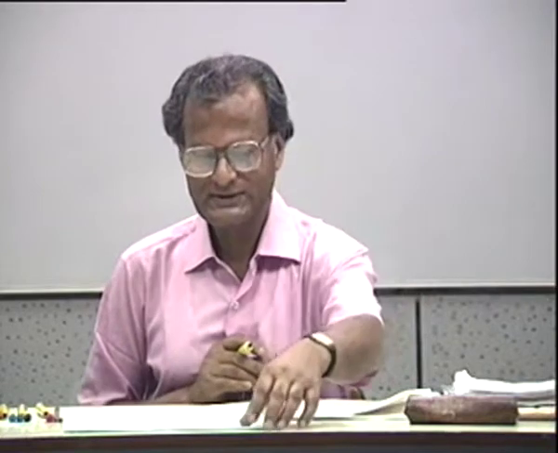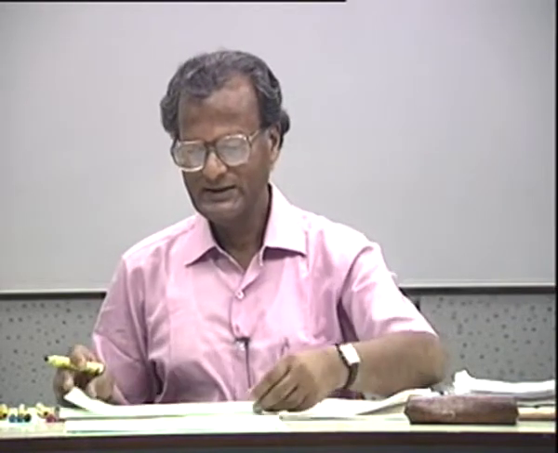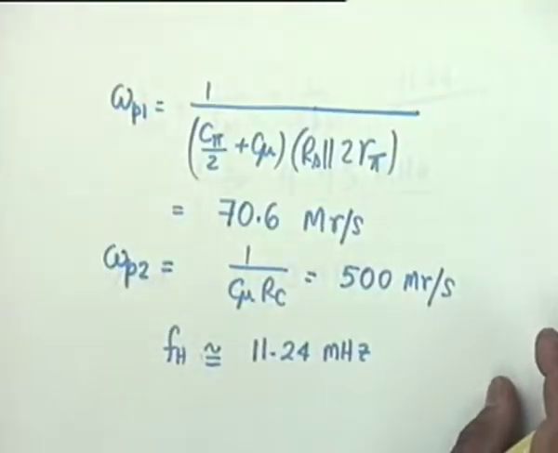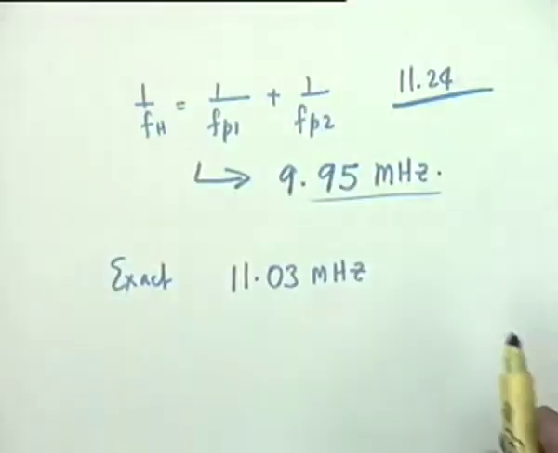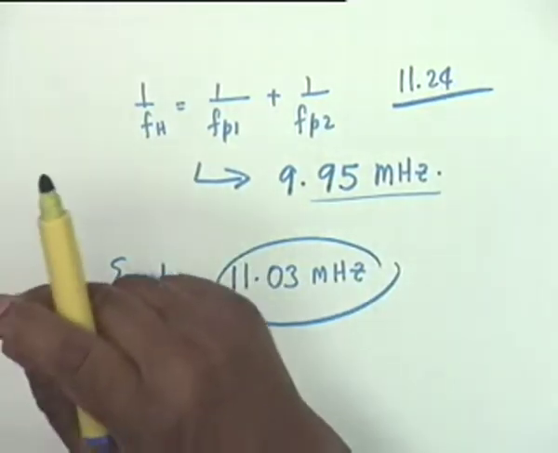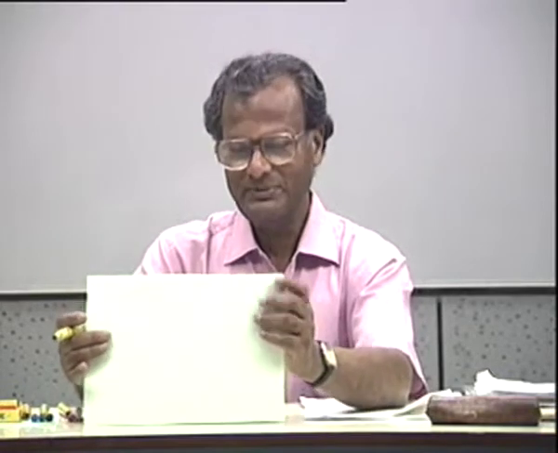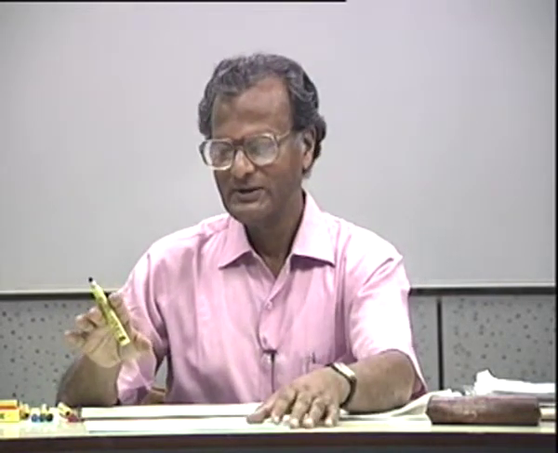You must notice that in this example, for the transistors that were used, Ft was 400 megahertz, and the bandwidth that we get is only 11.03 megahertz. That's approximately 1 by 40. This happens because we are processing basically voltage, and it's always true. Suppose I had processed current, if current was my signal.